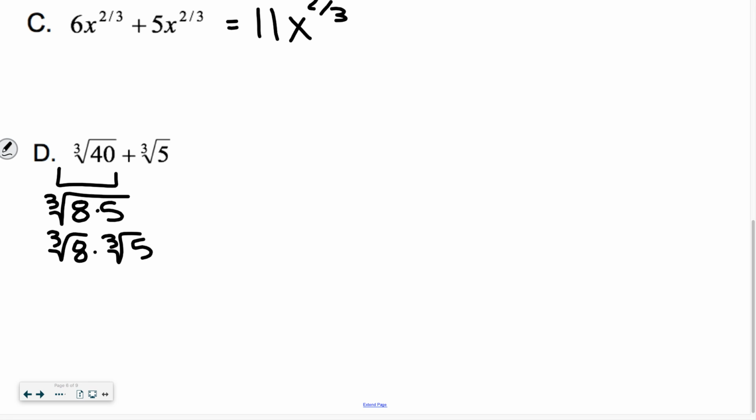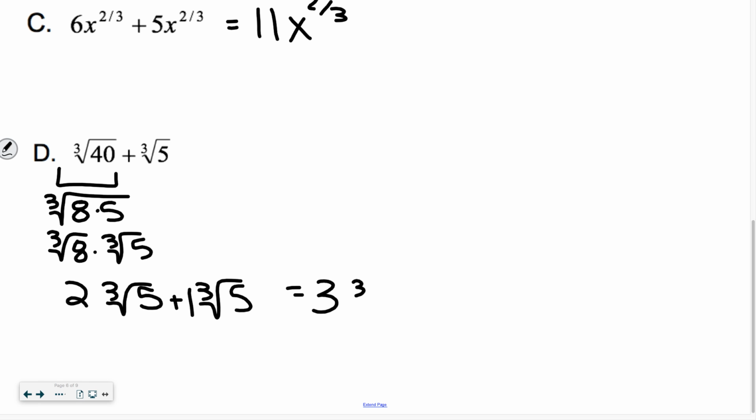And the cube root of 8 is 2. So this is really saying 2 cube roots of 5 plus a cube root of 5. And now I'm at 3 cube roots of 5. Because this one doesn't have a coefficient in front of it, it must have a 1. So there's 3 cube roots of 5. So don't always give up right away.